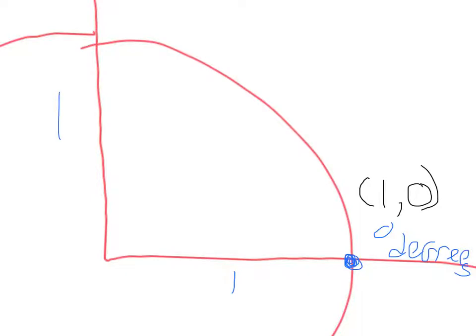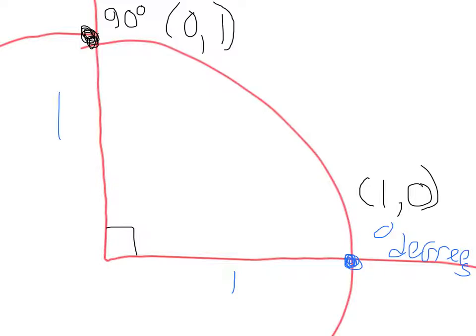If I look at the top point right up here, this makes a 90-degree angle, so this will be 90 degrees. And that point will be only y, right? So it will be 0, 1. Because again, the radius is 1 in both cases.